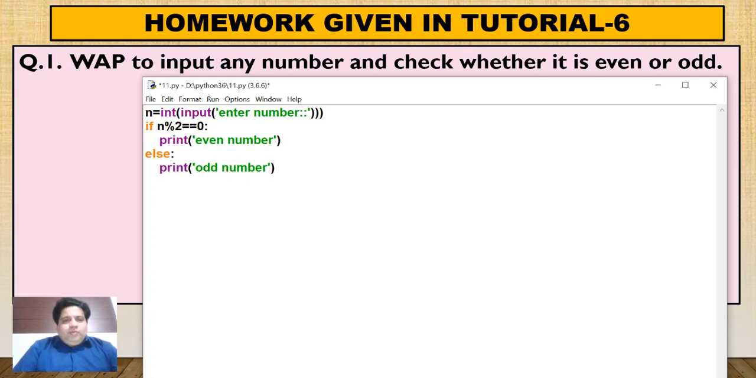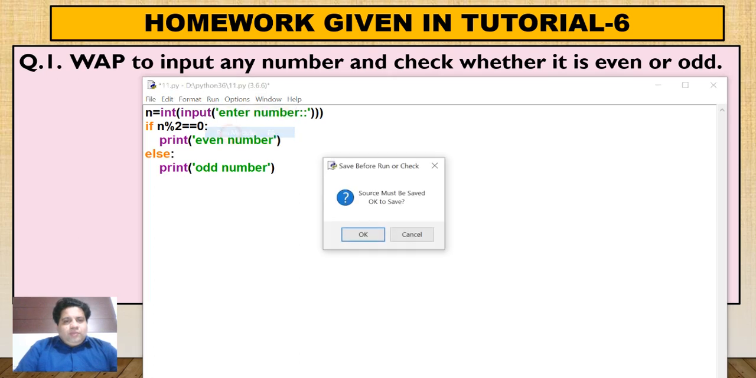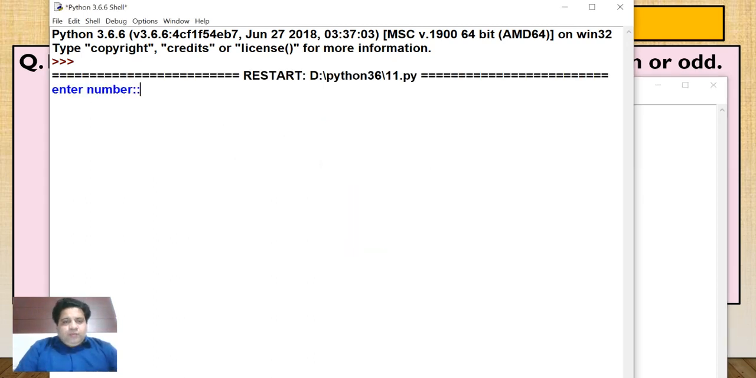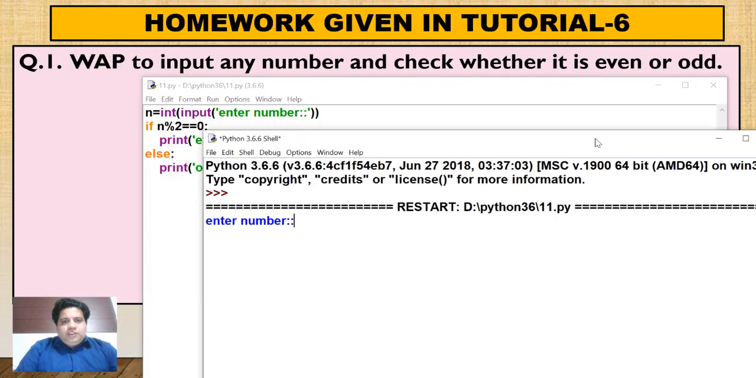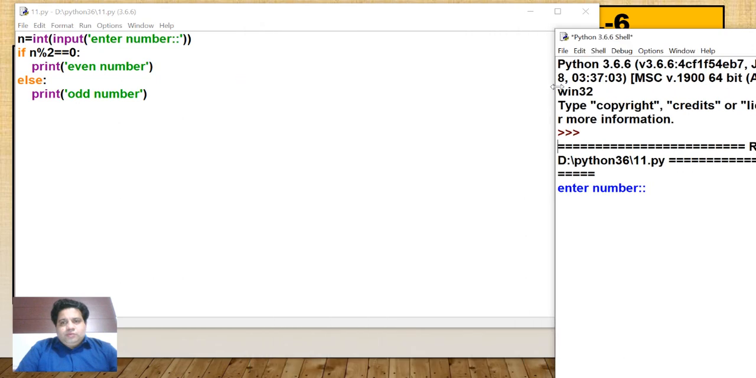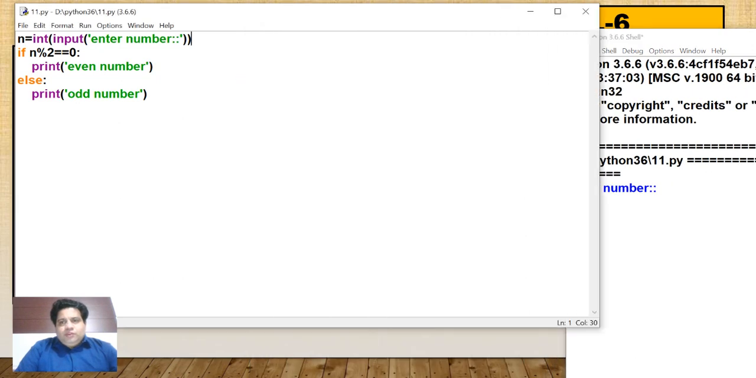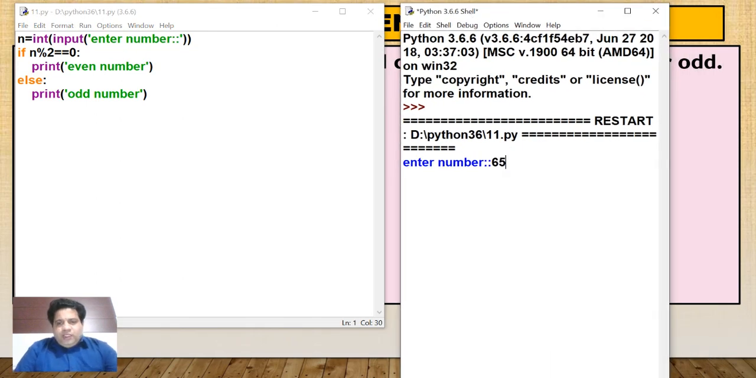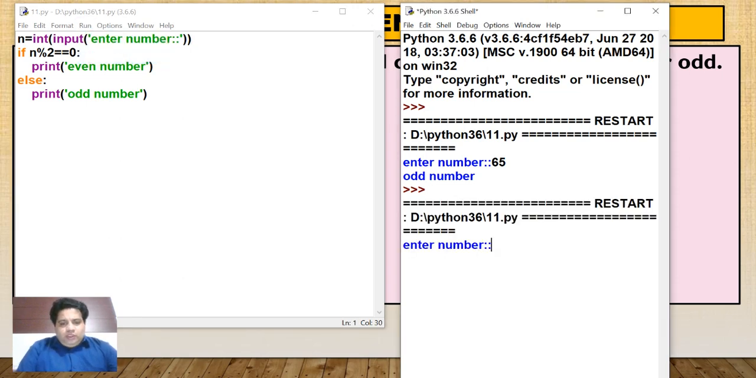So this is a simple program to check even or odd number. Now run the program. Now see, invalid syntax, I have given one extra bracket. Now run the program. Now see, this is the program window and this is the output window. Now enter number 65. It is an odd number. Again run the program. Now give some even number, 188. 188 is an even number.